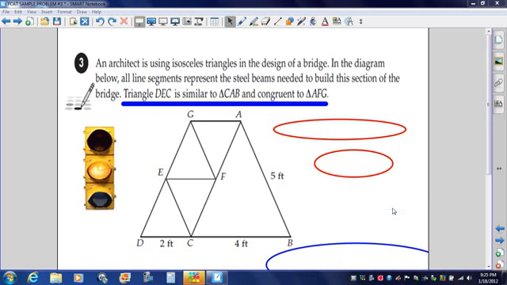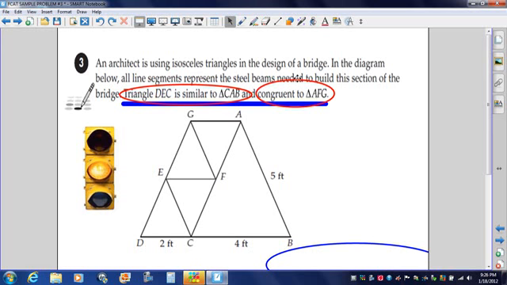After you stop, red light, and read the problem on the FCAT, I'm going to ask that you yellow light, slow down, underline, circle important information. So if you would, you can write on your packet once again, please underline triangle DEC is similar to triangle CAB and congruent to triangle AFG. If you'd like to, you can also circle important information because that's what I want you to get in the habit of doing on the FCAT.